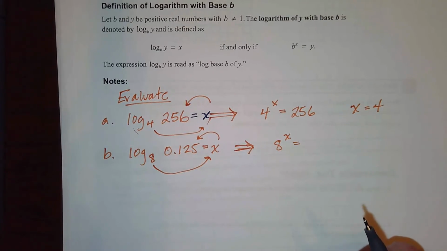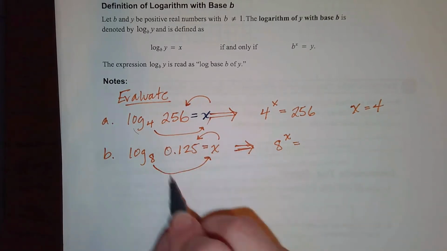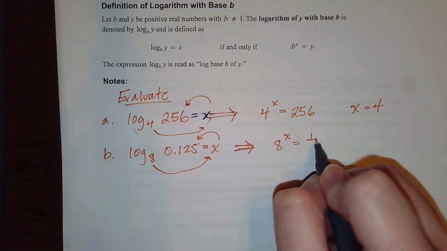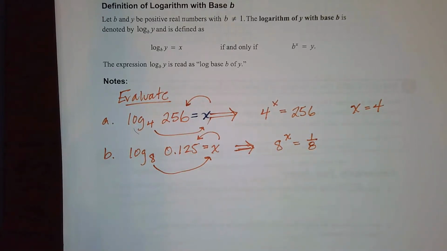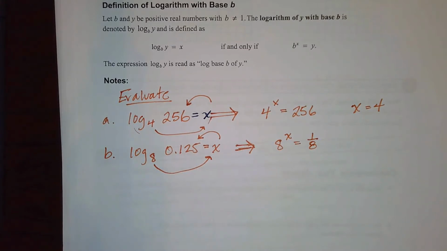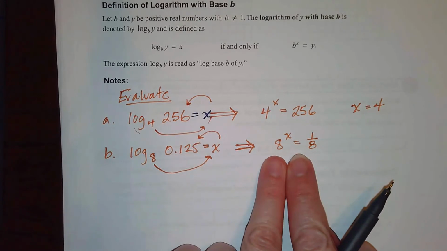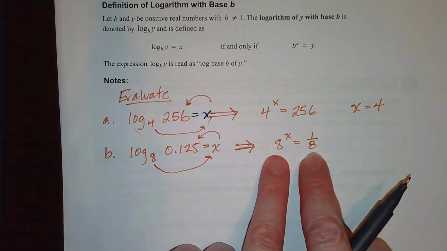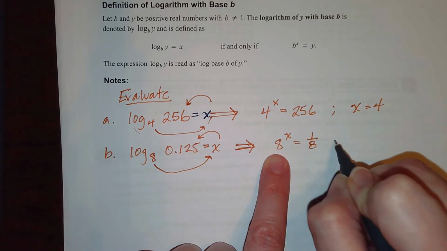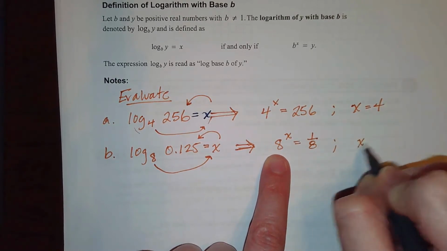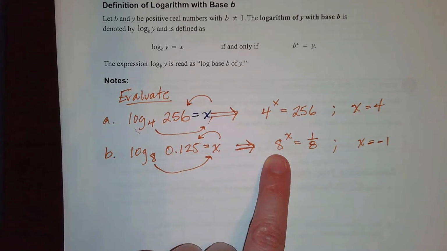A lot of times, I'm just going to be completely honest with you, if you're trying to do this in your head, it's way easier if you think about this as fractions instead of decimals. So 0.125 is the fraction 1/8. Now you have to ask yourself, what do I raise 8 to get to 1/8? Some of you might already know, and think, oh, I would just raise this to the -1 power. And if you can figure that out, great.